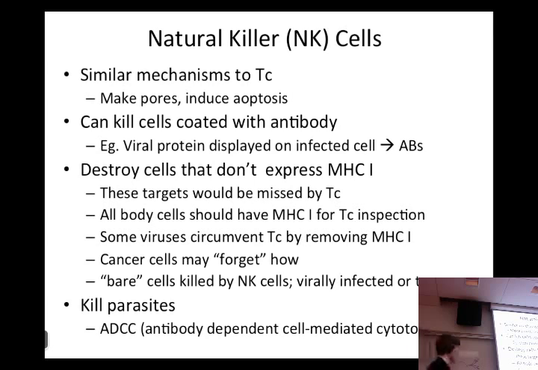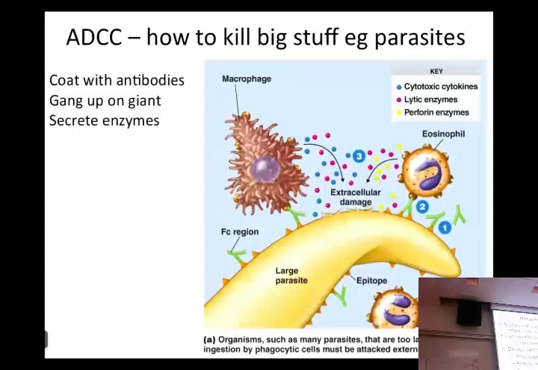Natural killer cells also target parasites, and they do this via a process called antibody-dependent cell-mediated cytotoxicity, a super long name that we abbreviate as ADCC. This is how it works. So here's our giant parasite. Unlike a bacterium or a viral particle or a toxin, a few antibodies is not going to do the trick here. It's too big.